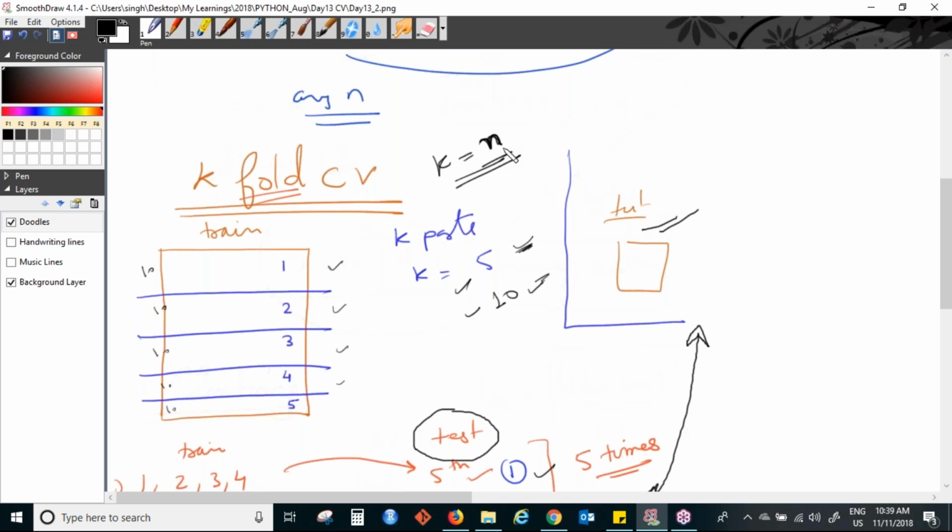Exactly. Very good, Naresh. It will become the same as leave one out cross validation. So we usually take k as a small number, 5 or 10. Because if we take a very large number, it will be similar to leave one out cross validation. The model will run so many times and it will take a lot of time to run. So to avoid that, we only take 5 or 10.